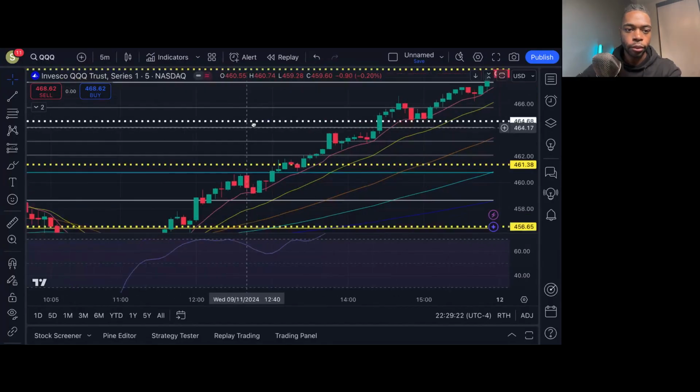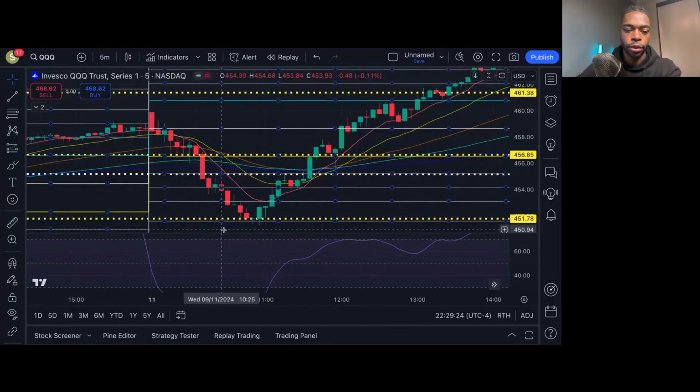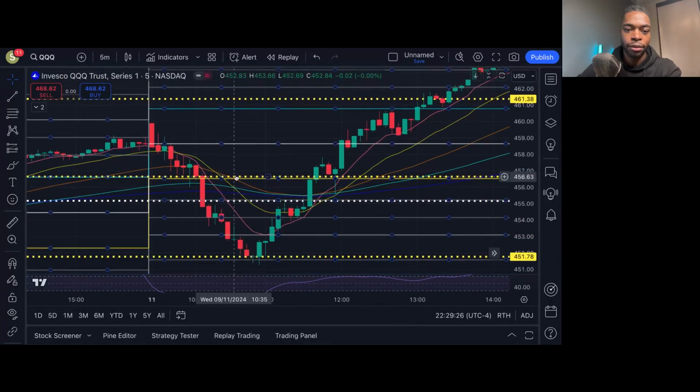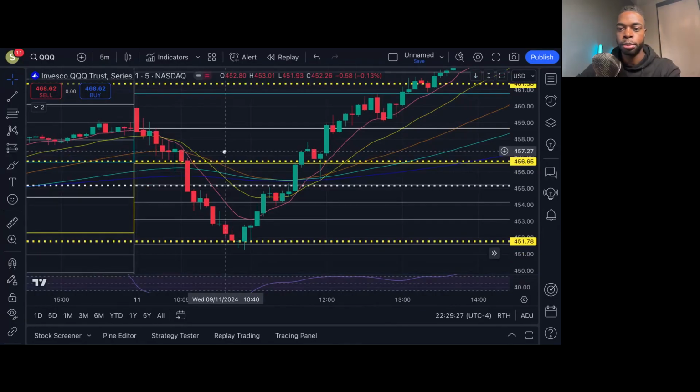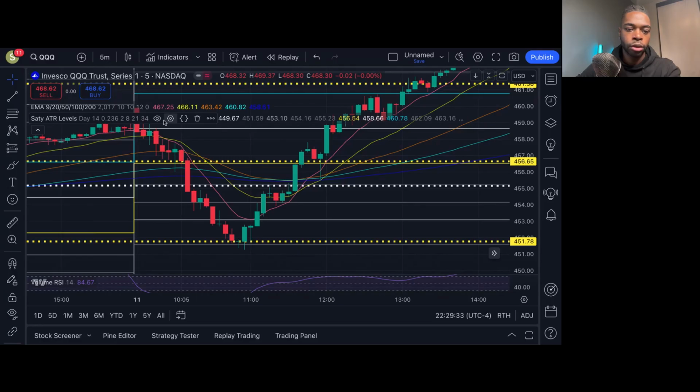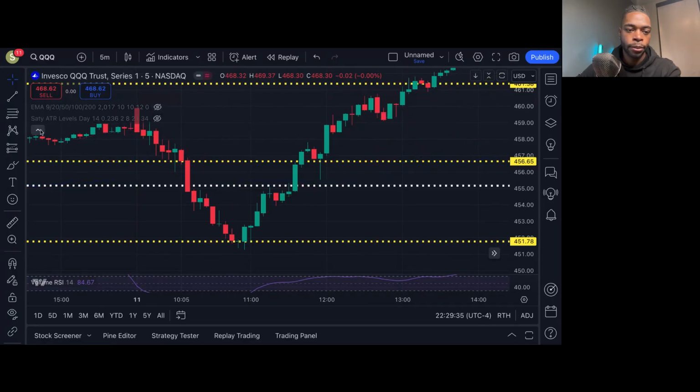Okay. So we're looking at QQQ currently on the 5-minute time frame. So this is primarily how I trade. I trade on the 5-minute time frame. I draw key levels. And I read price action. So when I'm trading, I'm reading price action. What does that really mean when people say, oh, read price action?